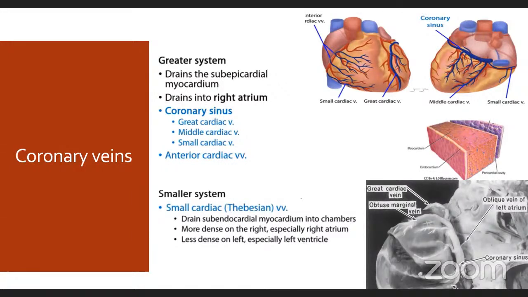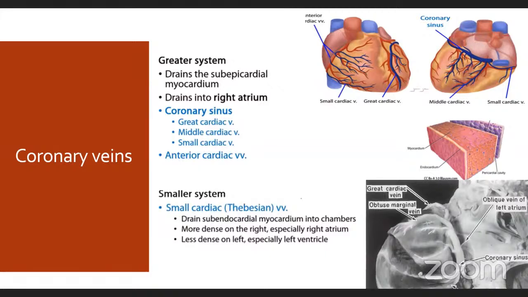In the great system, the majority of coronary veins drain to the coronary sinus into the right atrium, which drains the subepicardial myocardium. They are the great cardiac vein, the middle cardiac vein, and the small cardiac vein. The larger anterior cardiac vein drains directly into the right atrium, bypassing the coronary sinus.